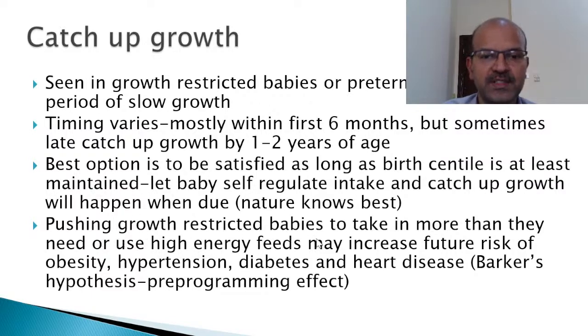So pushing the growth restricted babies to take in more than they need or use high energy feeds may increase the future risk of obesity, hypertension, diabetes, and heart disease. This is called Barker's hypothesis, or the pre-programming effect. So a child who is destined to be small, if you force them to grow faster, it's not good for their cardiovascular health. So obviously if you're meant to be Laurel, you continue to be that way, and it's not good to become Hardy in that sense. So obesity is a big problem, and we should be careful with that.